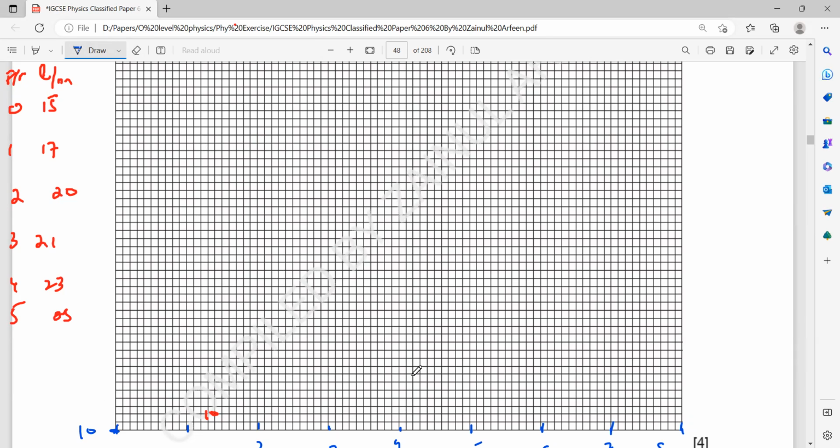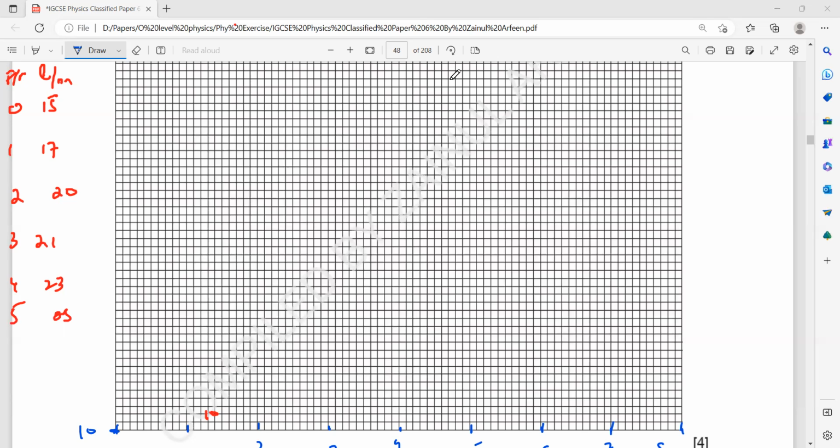How do we know which one is independent and which one is dependent? Usually on the x-axis you have the independent and on the y-axis you have the dependent quantity. Like if you add a load, the length will change. So load is what you are changing and length is affected by the load. So length is the dependent one and load is the independent one. Usually the rule of plotting a graph is x-axis is the independent and y-axis is the dependent one.